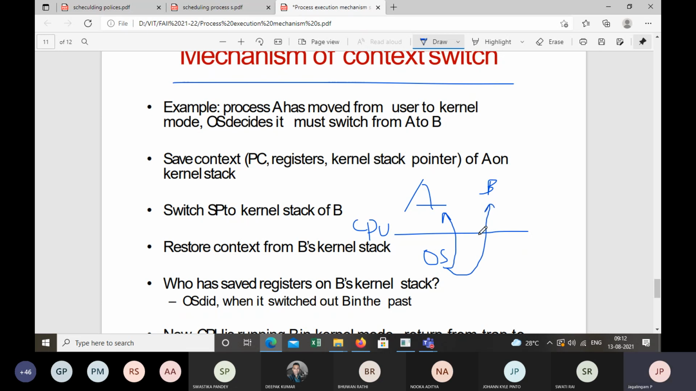Now this context switch, how does this happen? The operating system decides to go back to process B. Now how does this context switch happen? Can you tell me? Do you have any idea how the operating system makes a context switch from process A to process B?